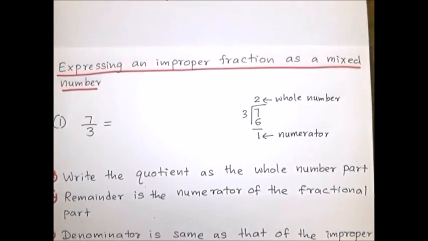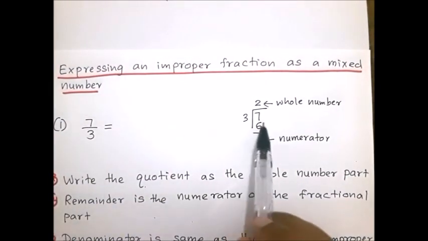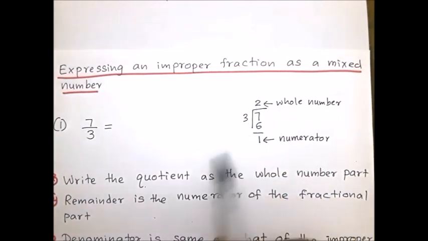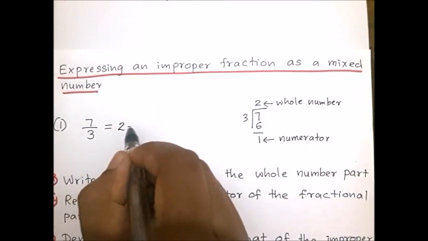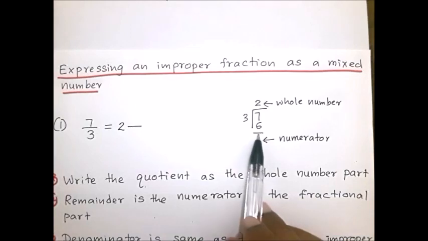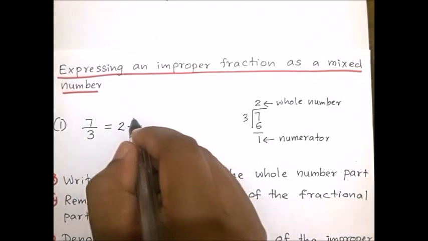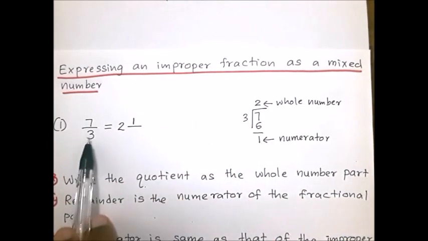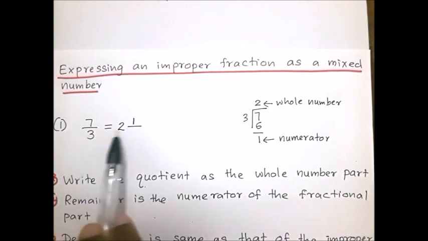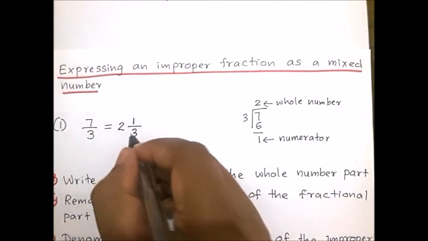Now I am going to write this as mixed number. Again look at here. Whole number is 2. Write it as whole number. Then this remainder is the numerator 1. Then write denominator as the improper fraction. Denominator is 3.